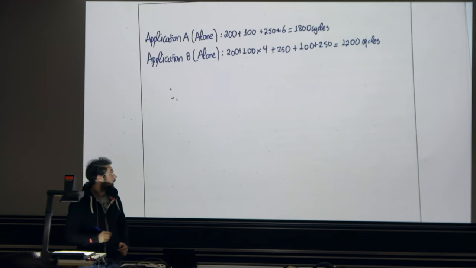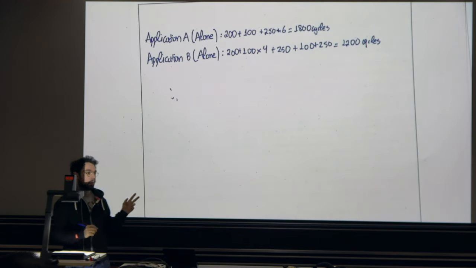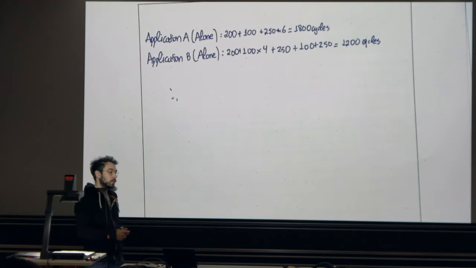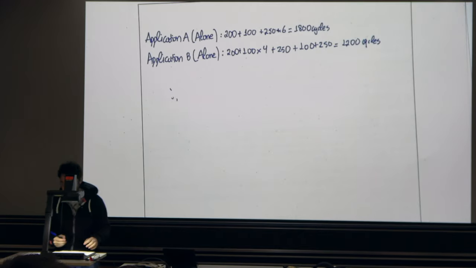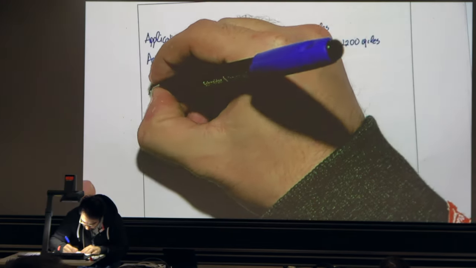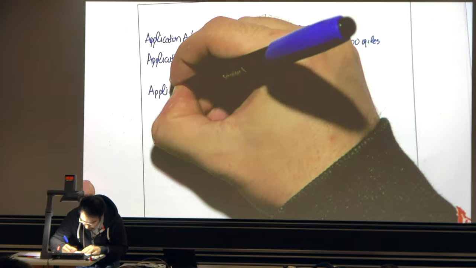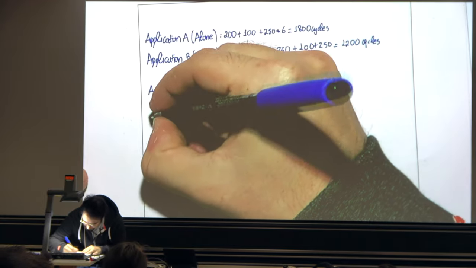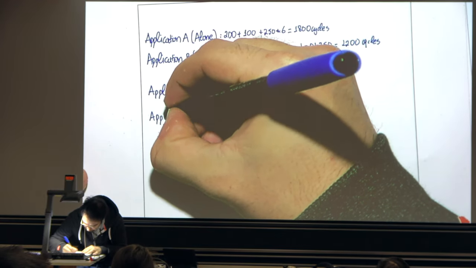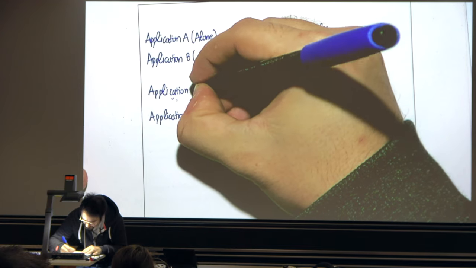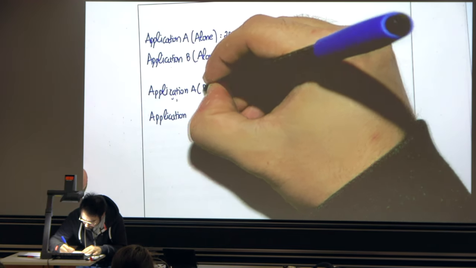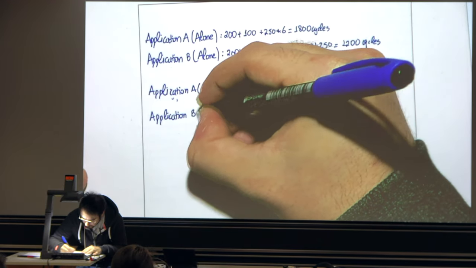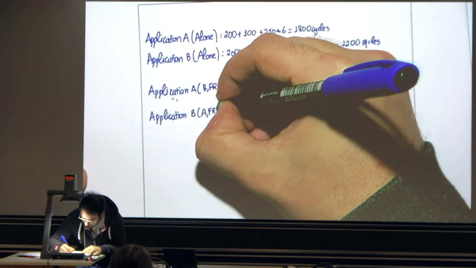Okay. Right now, we also need to count the memory latency of application A when we run it with B, and the memory latency of B when we run it with A, right? So let's calculate them both at the same time. It's application A when you run it with B and FRFCFS, and application B when you run it with A with FRFCFS.